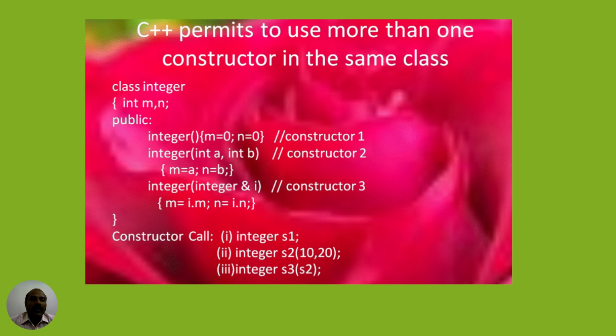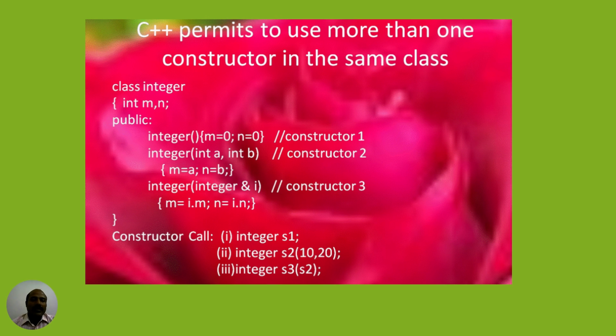Here the next line is the constructor call. The constructor is automatically called whenever a class object is created. Here the class name is Integer and the object name is s1. That is, s1 is an object of the class Integer. When the object is created, its corresponding constructor is automatically called. For the no argument constructor, Integer s1, the first constructor is called automatically and the values of m and n are assigned 0.